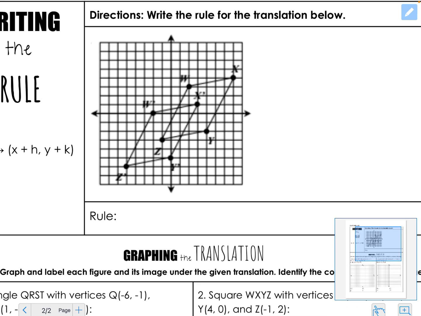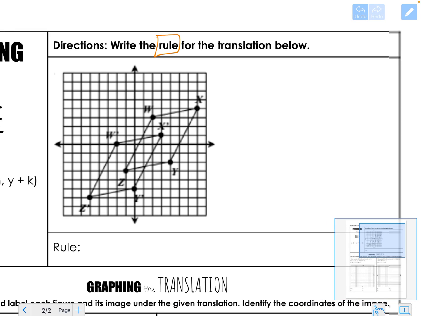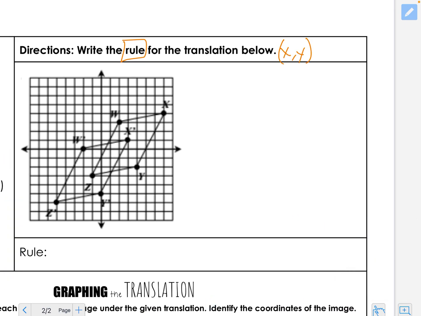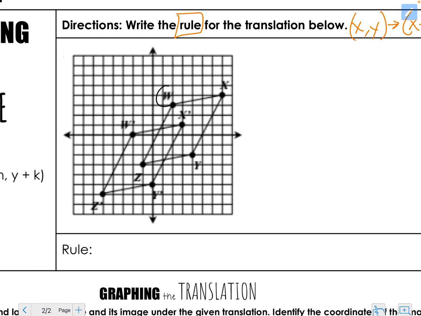All right, so let's look at this a couple of different ways. Anytime we're given a graph and it asks us to write the rule, what we're looking for is x, y arrow x plus h, y plus k. First we need to identify the pre-image and the image. Here we have our W, and here, I know it's hard to see, we have our W prime. So we are going to see what our transformation is from W to W prime. I go 1, 2, 3, 4 left, and then 1, 2, 3 down.